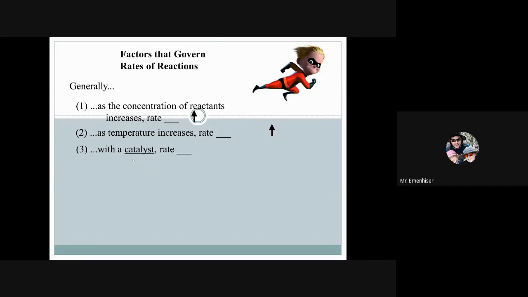Very cool. If you add a catalyst, then you can get a reaction to happen faster. Okay, and I'll show you guys some reactions that are catalyzed that are pretty cool. There's the elephant's toothpaste.